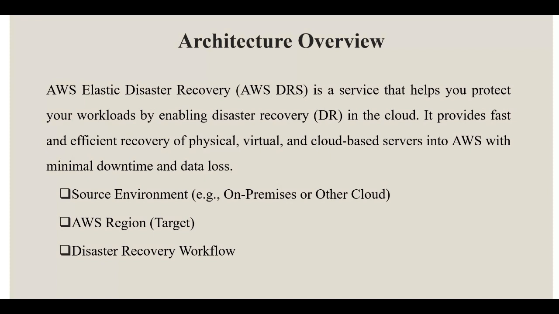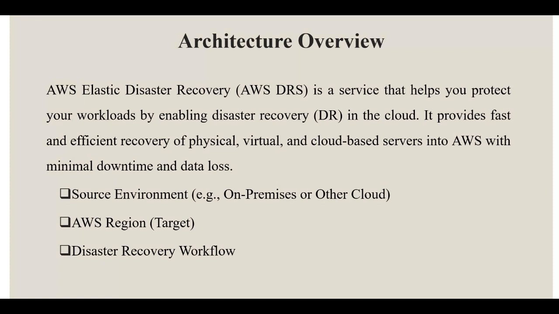It also works by replicating the workloads from your source environment to the recovery region in AWS. So if we lose a region, we can easily recover the data. It is data replication to AWS storage, so it replicates the data to storage services like EBS or S3. It also involves configuring replication agents on the source servers.